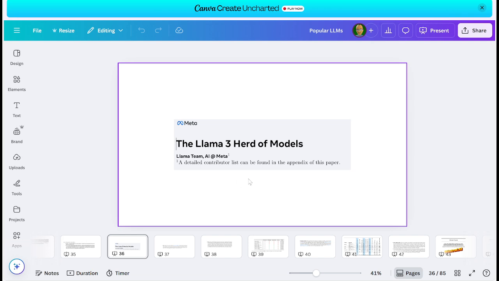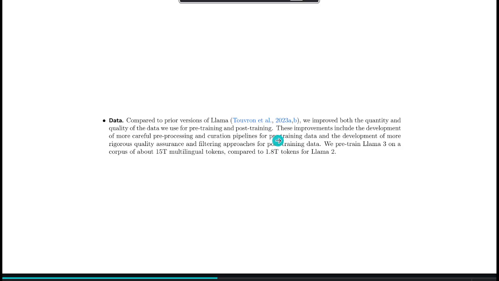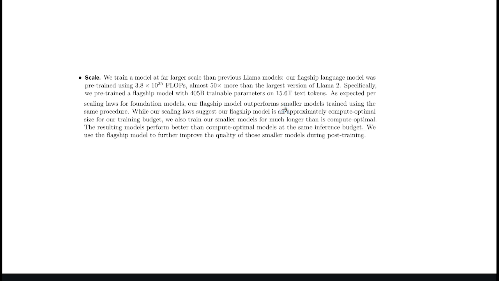Okay, so last week we talked about Llama 1 and Llama 2, and there's also Llama 3. I can also talk about Llama 4, but Llama 4 is a little bit different. I will talk a little bit about it, but not fully. So what's the difference of Llama 3? Mostly the data. Compared to previous versions of Llama, the data is improved in quantity and quality. You can see that they pre-trained Llama 3 on a corpus of 15 trillion multilingual tokens, compared to only 1.2 trillion tokens for Llama 2. So that's one of the big differences. The other difference is that they are using more computation power to train it.